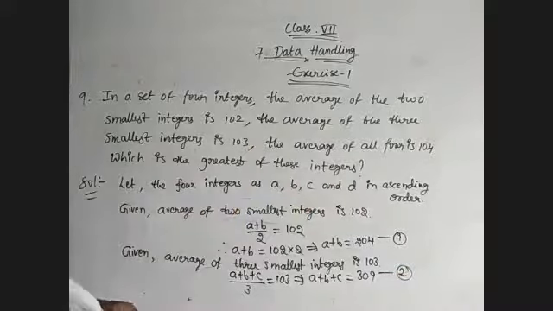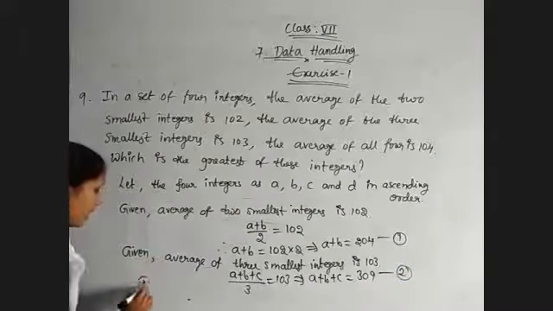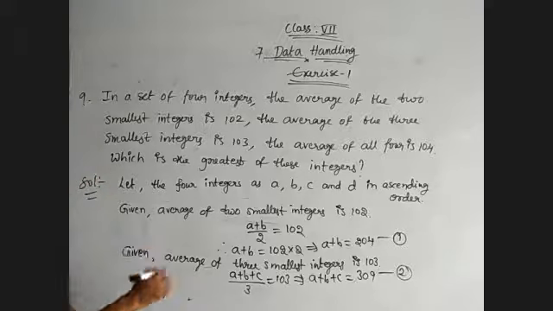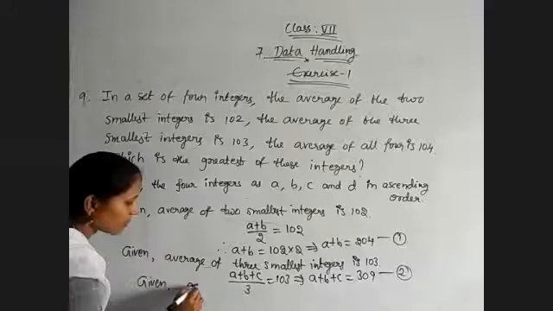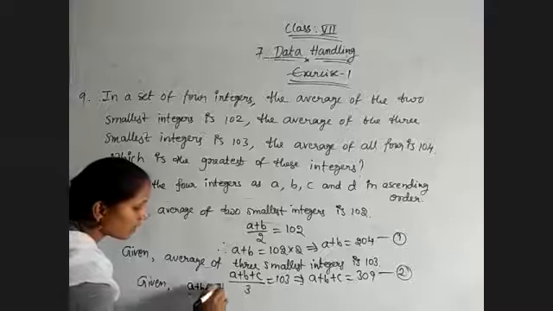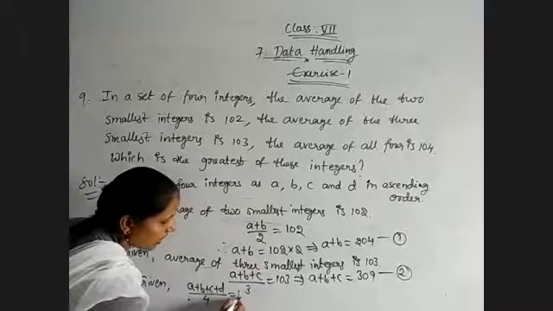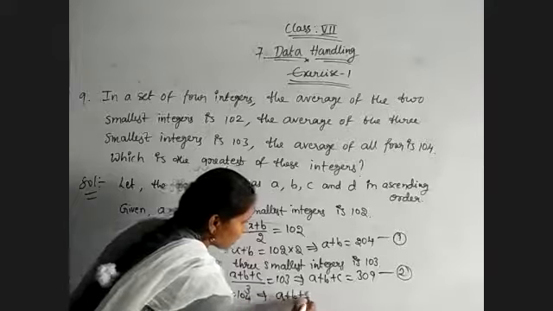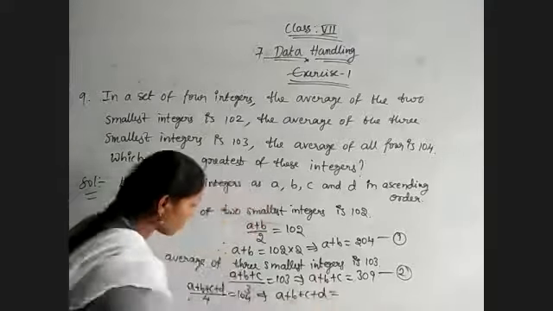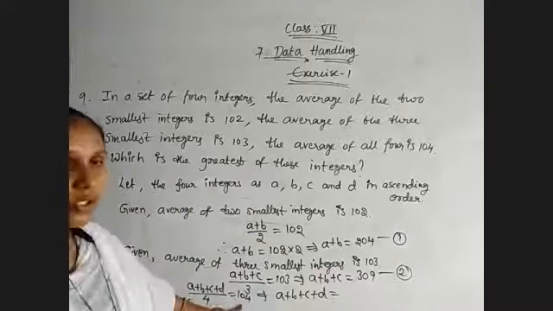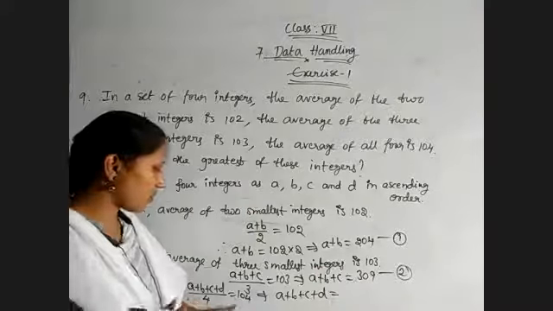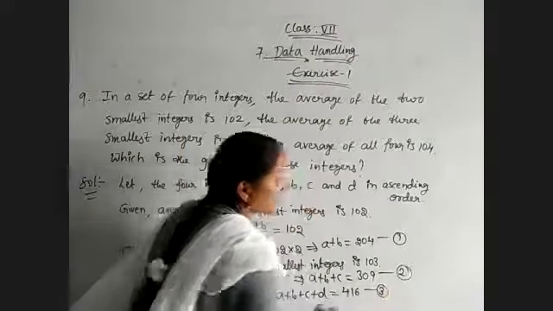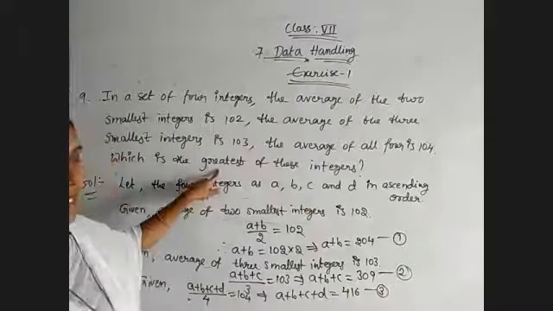Similarly, do the last one also. Given, the average of all the four integers, (A plus B plus C plus D) by 4, is equal to 104. So from this, A plus B plus C plus D is equal to 4 into 104. 4 4s are 16, 4 1s are 4, so 416. That is equation 3. We need to find out the greatest integer.